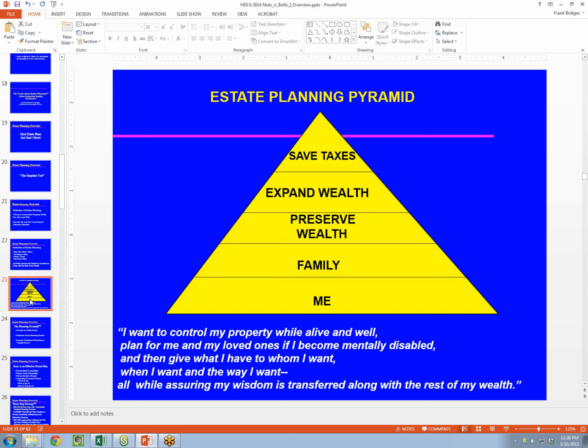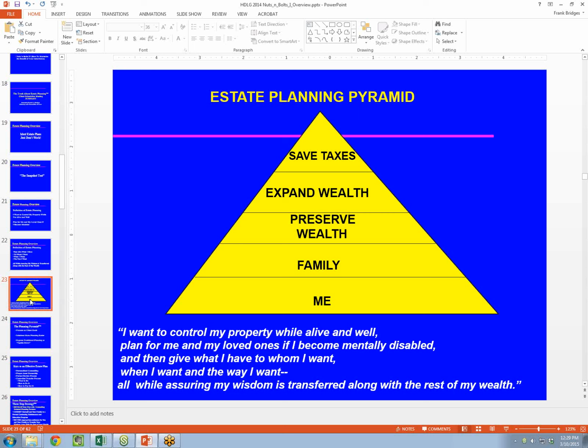Next, once we understand the person and what their goals and aspirations are, we need to understand their family, who they are, what their strengths and weaknesses are, how they can support, what support they might need, and only after that do we start talking about preserving wealth.